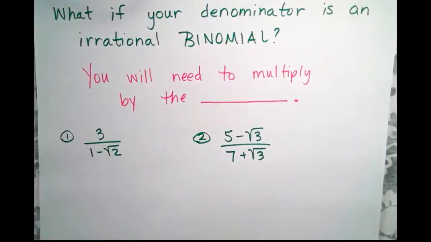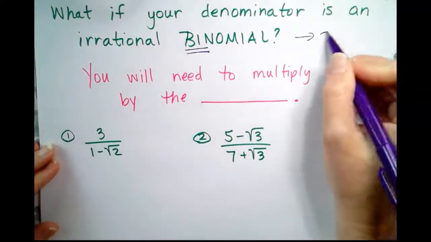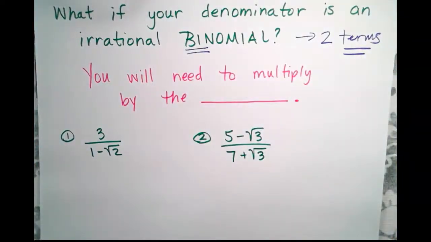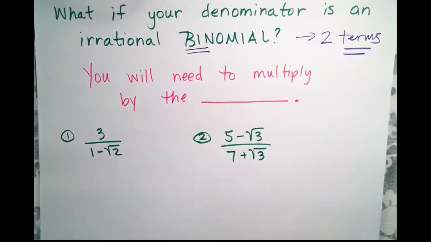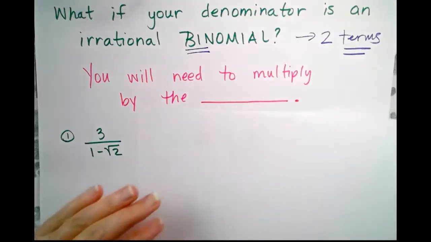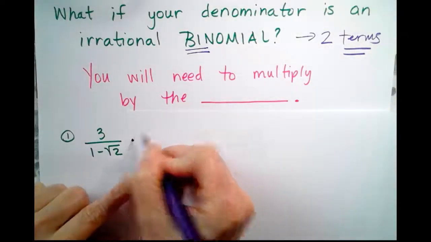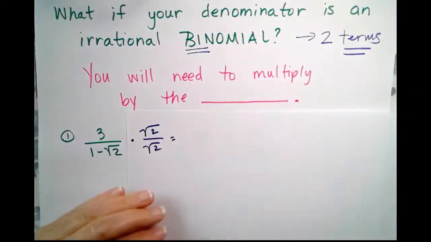Last 2 examples here. What if your denominator is an irrational binomial? Prefix bi. Prefix bi means 2 terms. 2 terms in this polynomial. So, if we only multiply by a radical, will it be enough? So, let's do a little error analysis here for just a moment, and we'll just work with number 1. What if I'm like, oh, this is the square root of 2. I must just need the square root of 2 over the square root of 2. Let's see what happens if we do this.